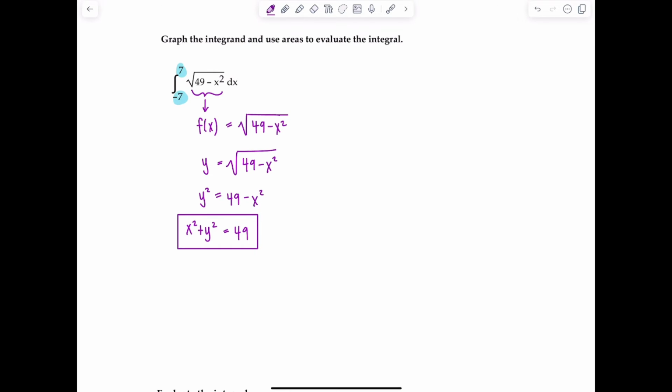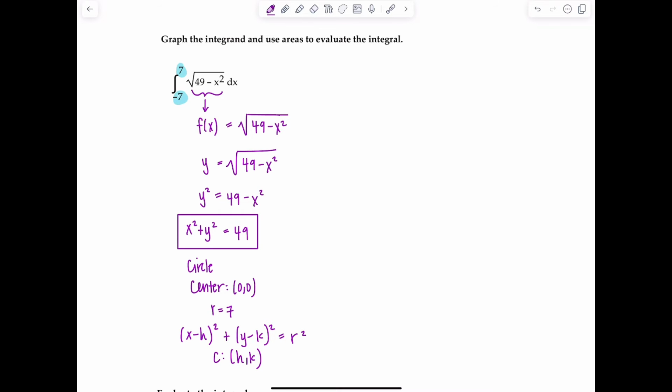If not, it's okay. I'll refresh your memory. This is a circle centered at the origin with radius 7. So the standard form equation of a circle is x minus h squared plus y minus k squared equals r squared, and the center is at (h, k) and the radius is r.